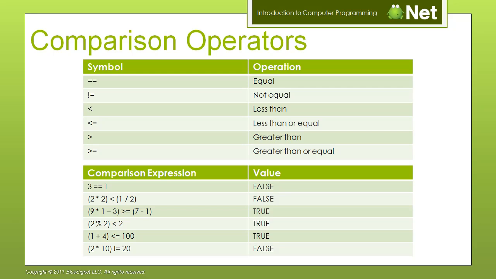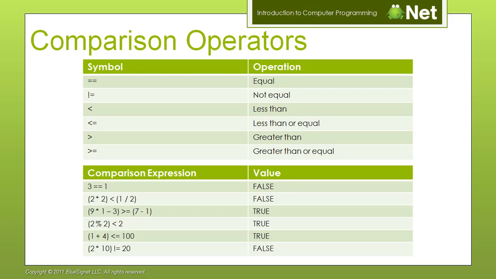So as we talked about in the last slide, here are some examples of comparison expressions. Does 3 equal 3? Well, if you look in the right column, that's false, because that's not a true statement. 2 times 2, which is 4, is less than 1 divided by 2, which is 0.5. Well, that's just flat wrong. That's false. Obviously. Now we have, order of operations, people: 9 times 1, which is 9, minus 3. So that will be 6, right? So 6 is less than or equal to 7 minus 1, which is 6. That is a true statement, so it's true.